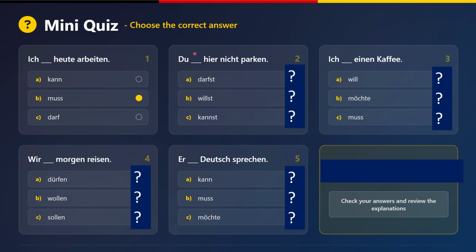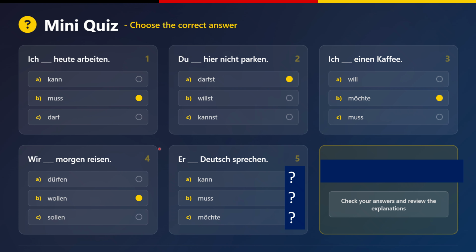Second example, du blank hier nicht parken. And the answer would be darfst. Third example, ich blank einen Kaffee. And the answer would be möchte. Fourth example, wir blank morgen reisen. And the answer would be wollen. Fifth example, blank Deutsch sprechen. And the answer would be kann.